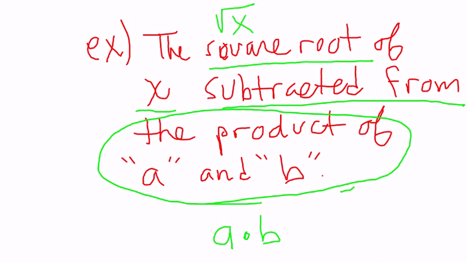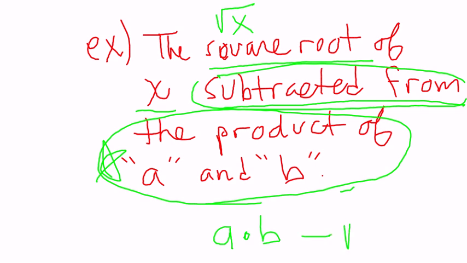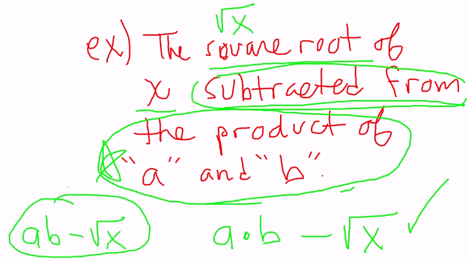But the square root of x is being subtracted from this quantity here. So remember, that means it's going to come at the end of the algebraic sentence, like this. So then we have ab minus the square root of x. That is the same thing as the square root of x being subtracted from ab. They translate the same way. So this will be your final answer. You can write a times b with a dot, or you could just say ab minus the square root of x. Either one of those would be acceptable. All right, good luck.